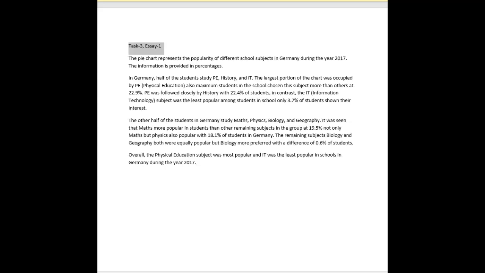Okay, the pie chart represents the popularity of different school subjects in Germany during the year 2017. The information is provided in percentages. In Germany, half of the students study PE, history, and IT. The largest portion of the chart was occupied by PE, physical education. Also, maximum students in the school chosen this subject more than others at 22.9%. PE was followed closely by history with 22.4% of students. In contrast, the IT subject was the least popular among students in school. Only 3.7% of students shown their interest.